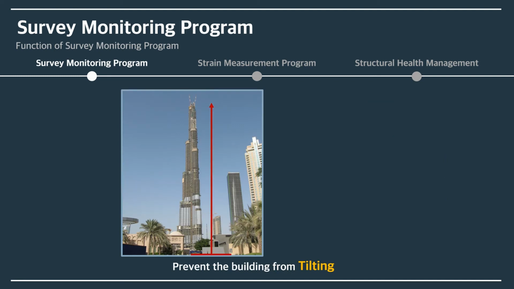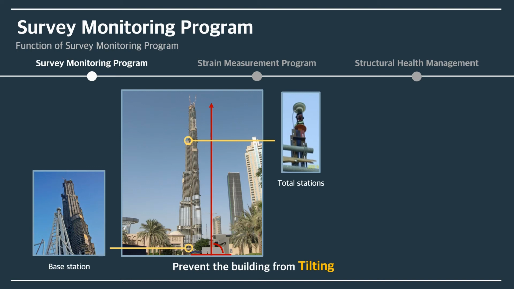Also, to prevent the building from tilting during construction, the SMP monitored the tower's lateral movement every day to track the tower's movement and make necessary corrections. In addition, this analysis was performed regularly to compare actual measured lateral movements with predicted lateral movements, such as during construction of the building and immediately after completion.